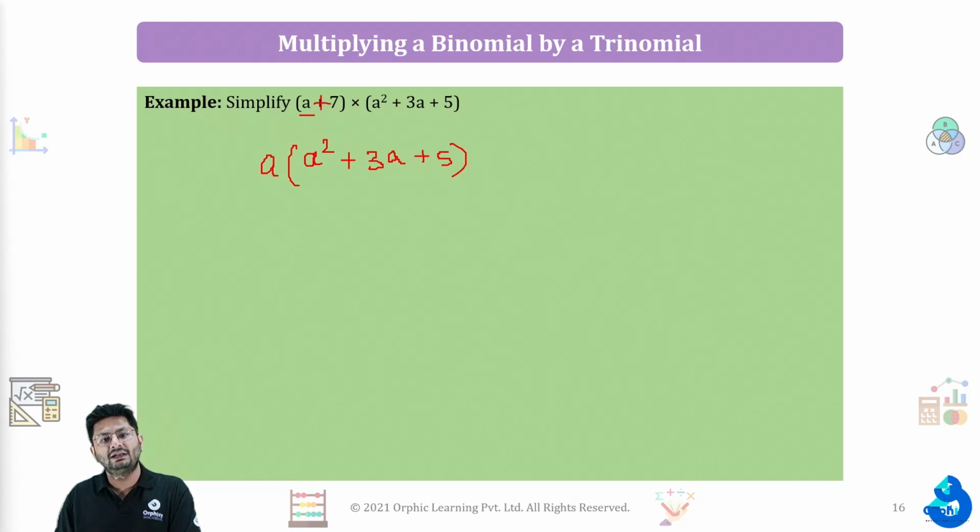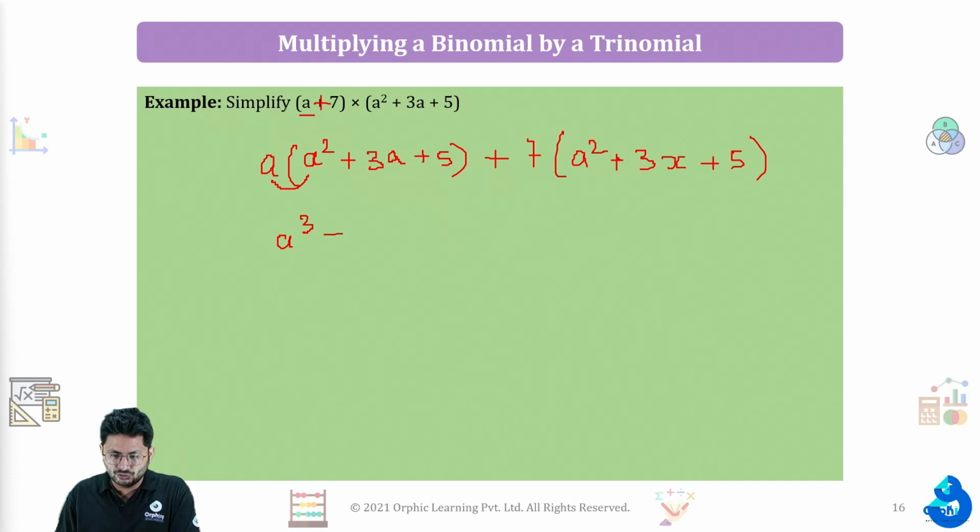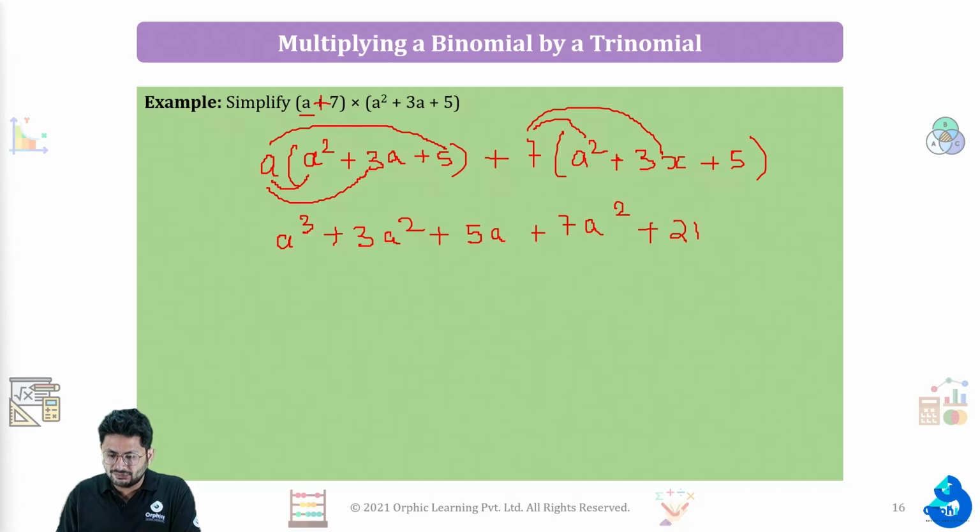Then the mathematical operator is plus, so we'll apply a positive sign, and 7, the second term, into the entire second expression. Now we'll open the bracket. So a into a square, a cube, a into 3a, that is 3a square, and finally a into 5, that is 5a, plus 7 into a square, that is 7a square, plus 7 into 3a, that is 21a, plus 7 into 5, that is 35.